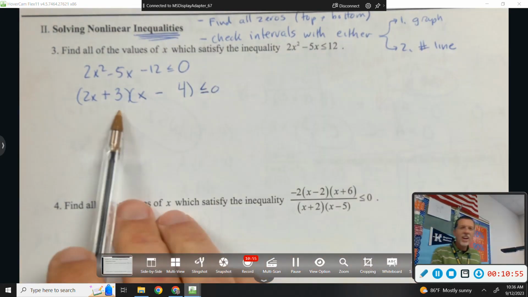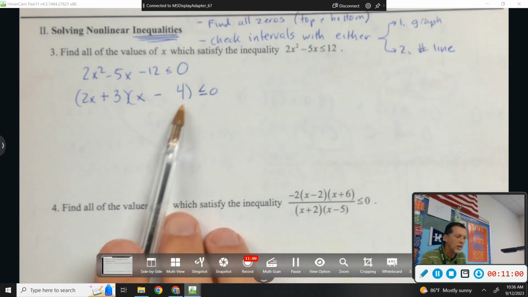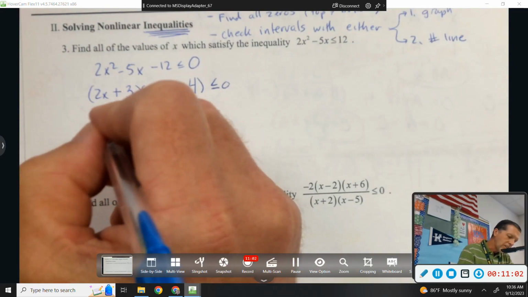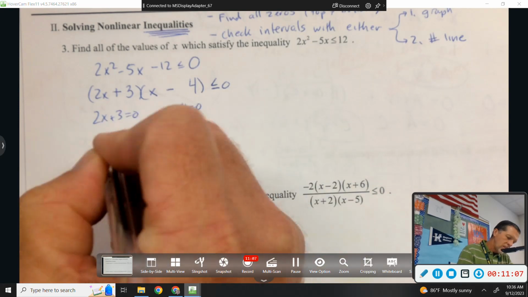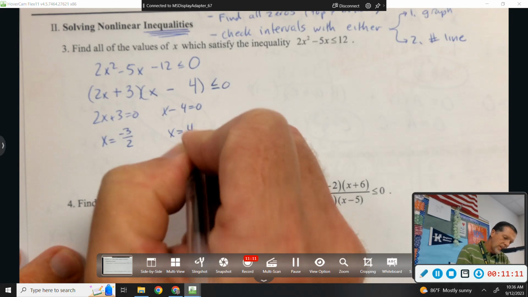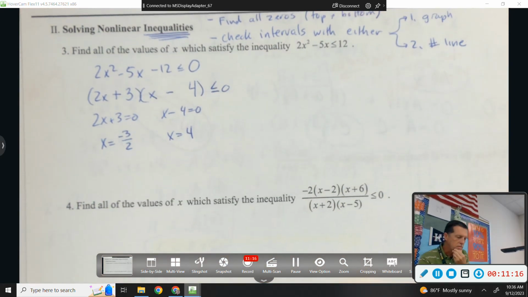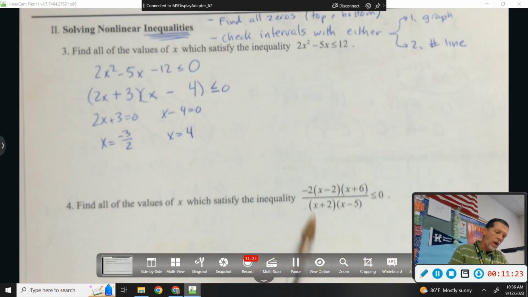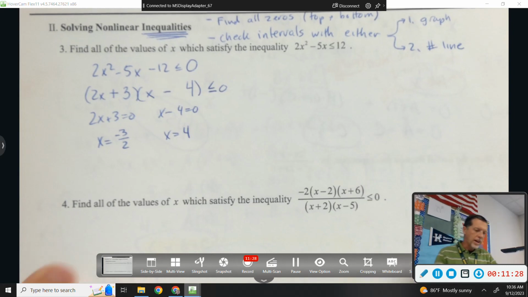Now, you can't just take the factors and say both are less than or equal to 0. It doesn't work with inequalities. All you can do is set the factors equal to 0 to get the zeros. So x equals negative 3/2 and x equals 4. For this problem I'm going to do both the graph and the number line just to show both, and then you can decide which way you want to go.